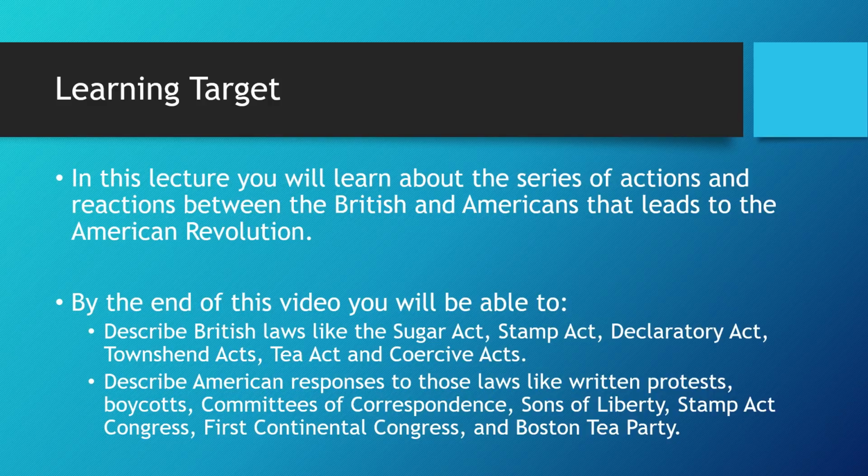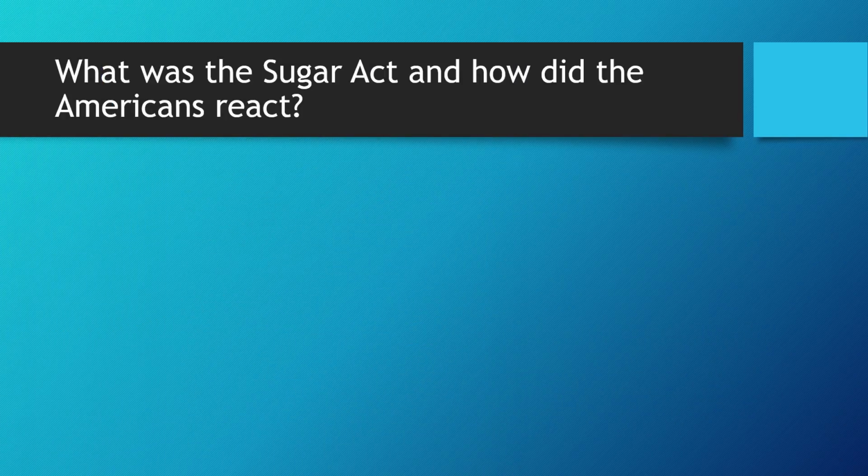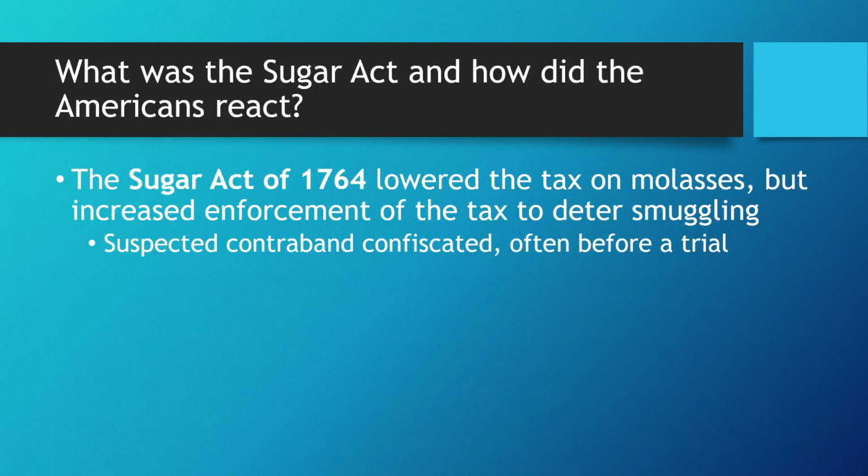What you're going to see with this lecture is a chain of events, a series of actions and reactions on the part of the British and the Americans that leads our country into a war of independence. Remember in the last lecture how we learned that Britain was going to need some taxes to make up for all the money that they borrowed to fight the French? Well, the first of those taxes to hit the colonies was the Sugar Act. So what was the Sugar Act and how did the Americans react to the tax?